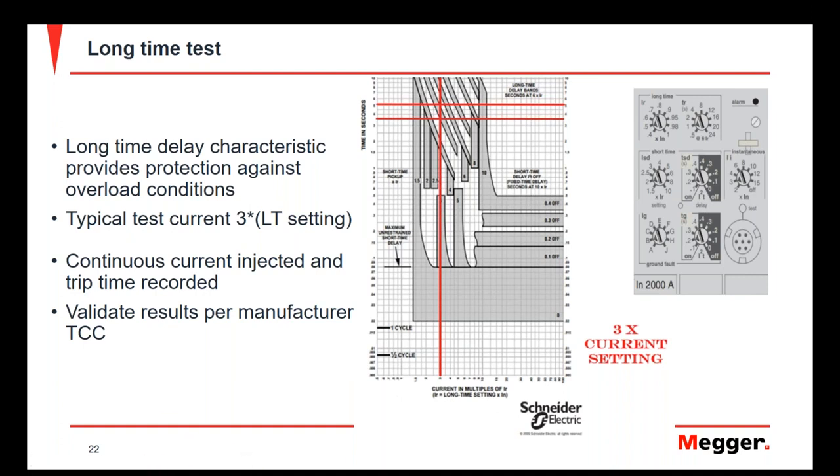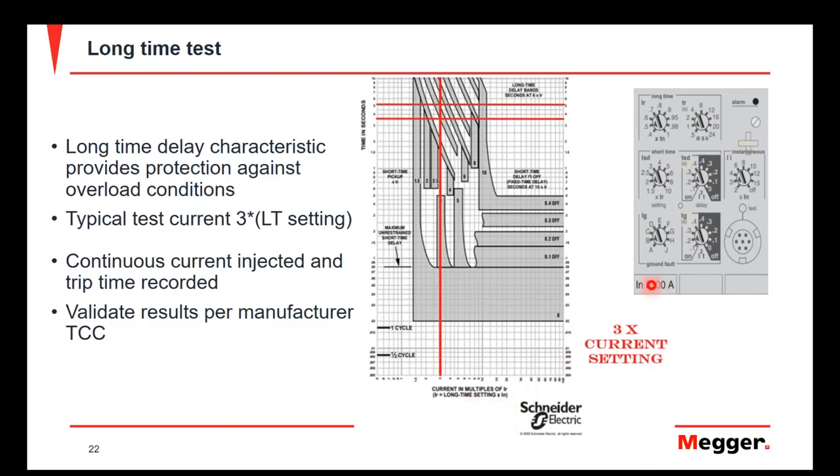And typically, whenever we test this function, we're going to test it at a test current of 3 times, and then when we push current, we're going to time how long it takes to trip the breaker, and that trip time should fall within this band here that agrees with the time current curve that's published by the manufacturer of the equipment that we're testing.